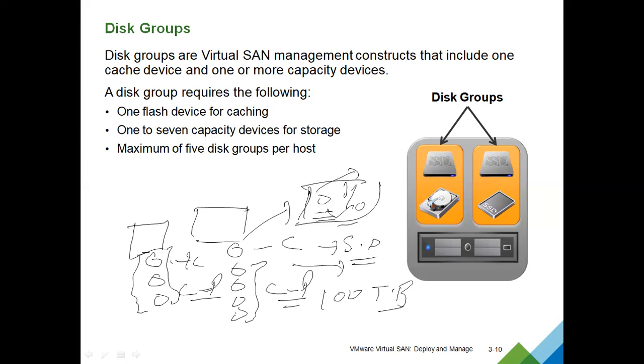Yes, sir. So my cache space should always be 10% out of my total capacity drive that I'm using in each disk group, and all the disk groups together finally create a single vSAN data store. Again, I'm repeating, VMware does not provide us the facility to create and establish multiple vSAN data stores so far.